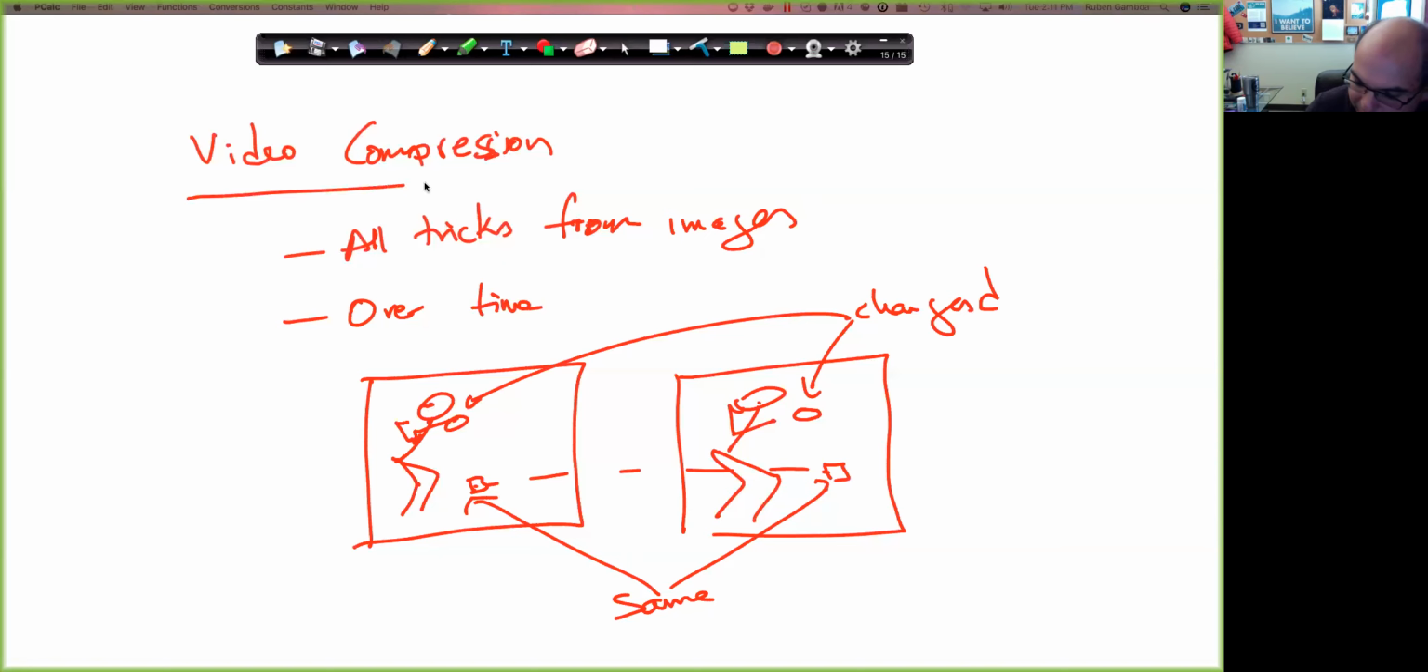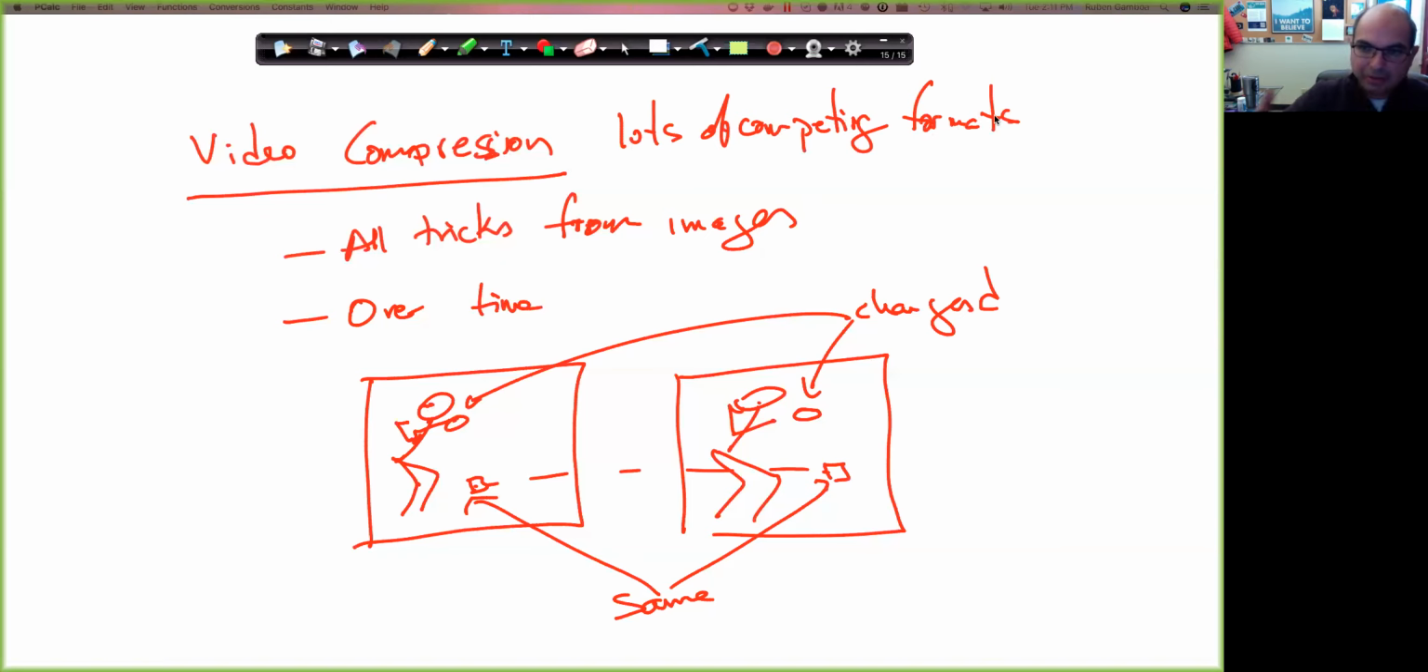So we need a specialized video compression. There's lots of competing formats. And eventually it becomes less about computing and more about politics and business. Who actually controls the format? So that's unfortunate, but that's part of computing.